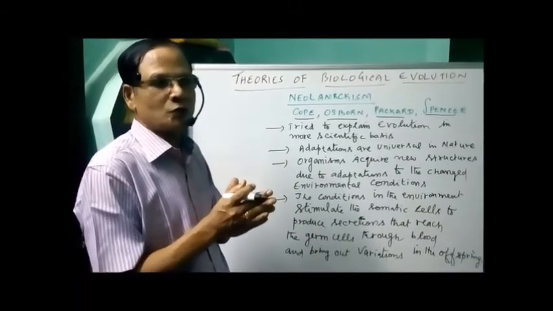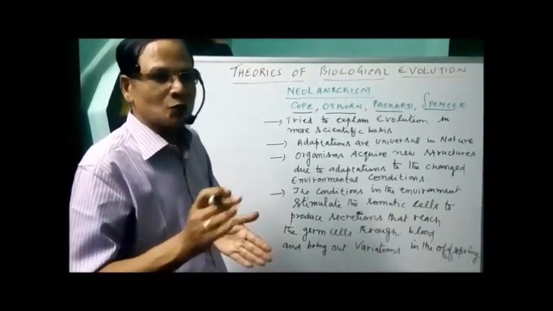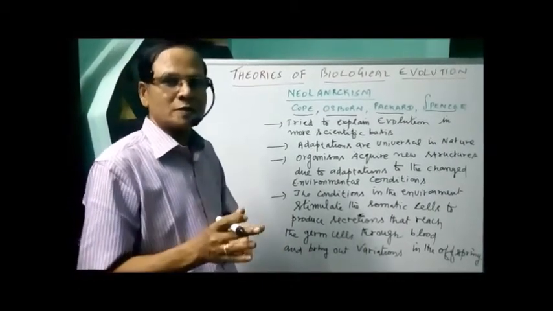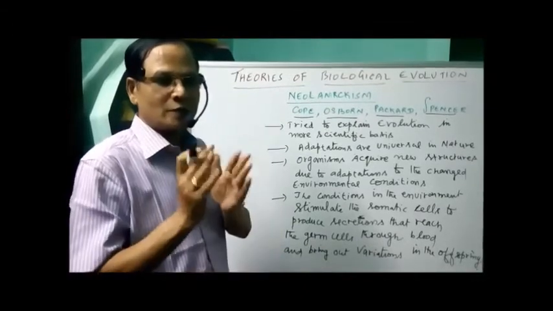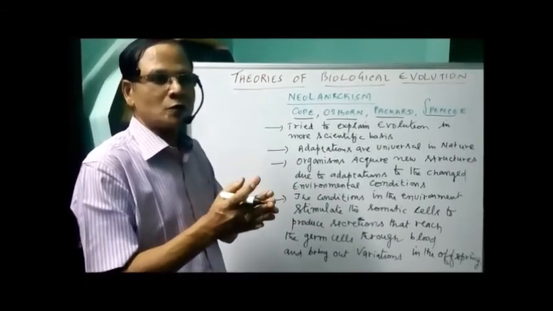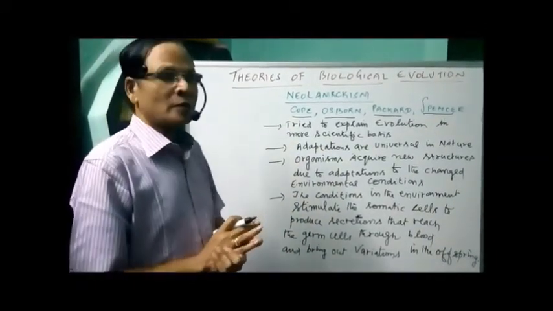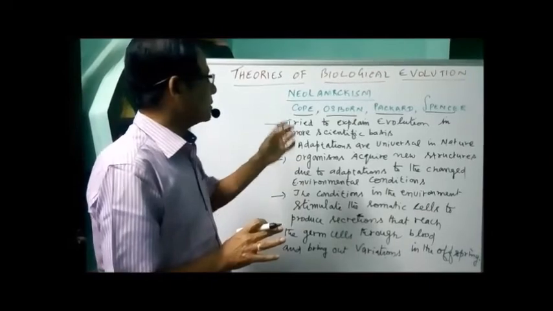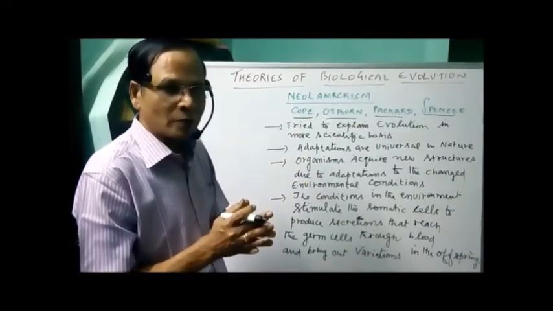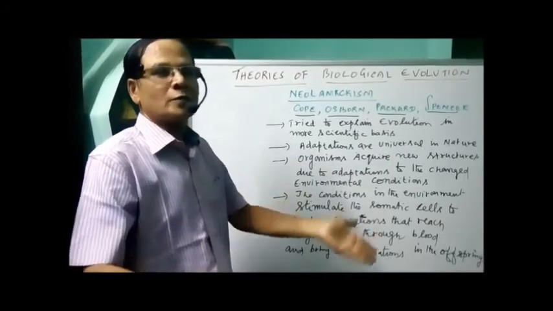Simply, something produced in the somatic cells was transmitted to the germ cells, the sperm or egg, through the bloodstream, and which brings about variations in the offspring during reproduction. That was the concept given by the neo-Lamarckians, and that concept is called neo-Lamarckism, the modified form of Lamarckism on a more scientific basis.